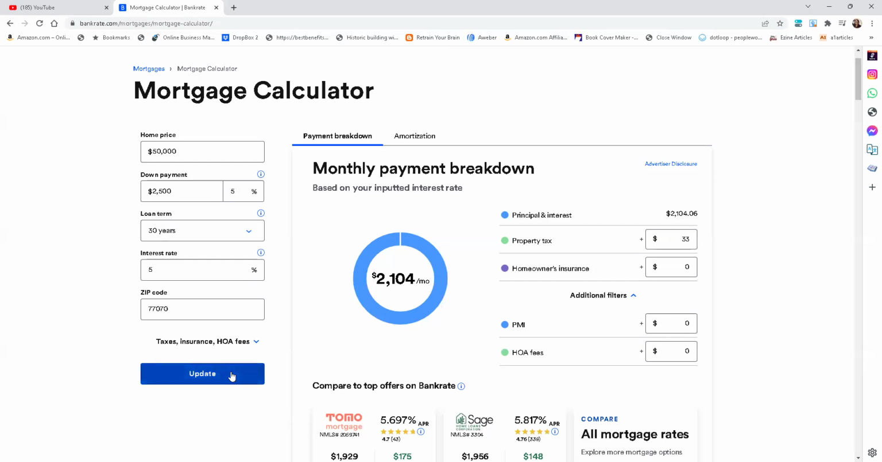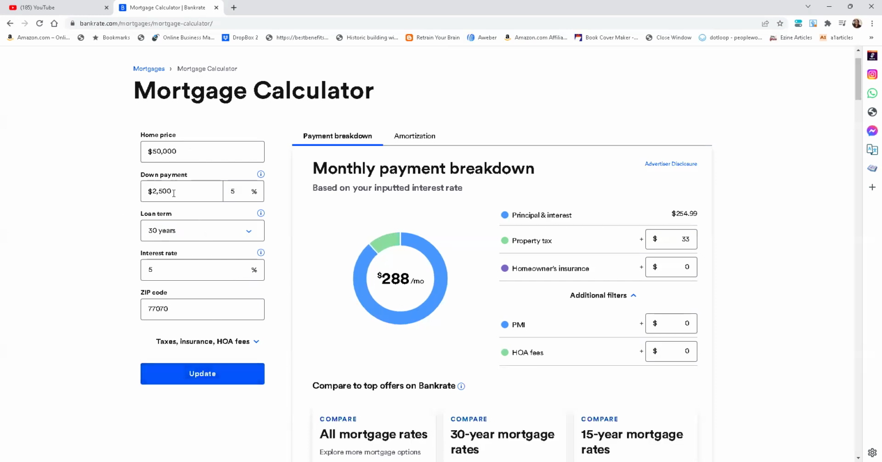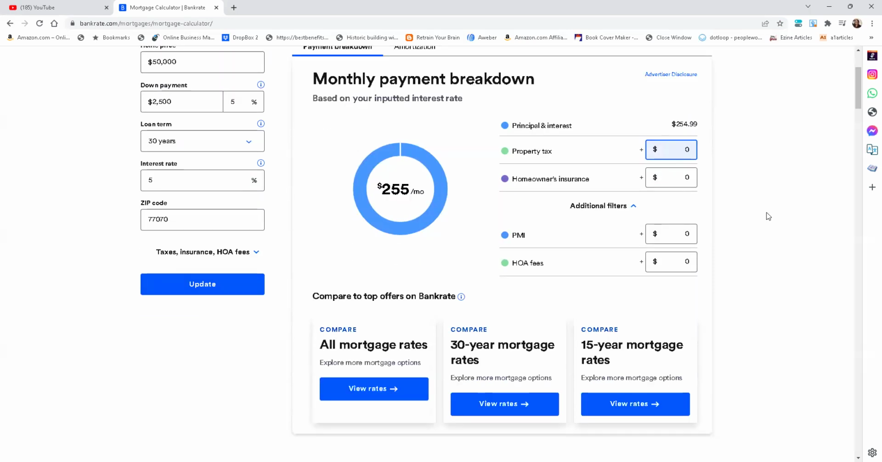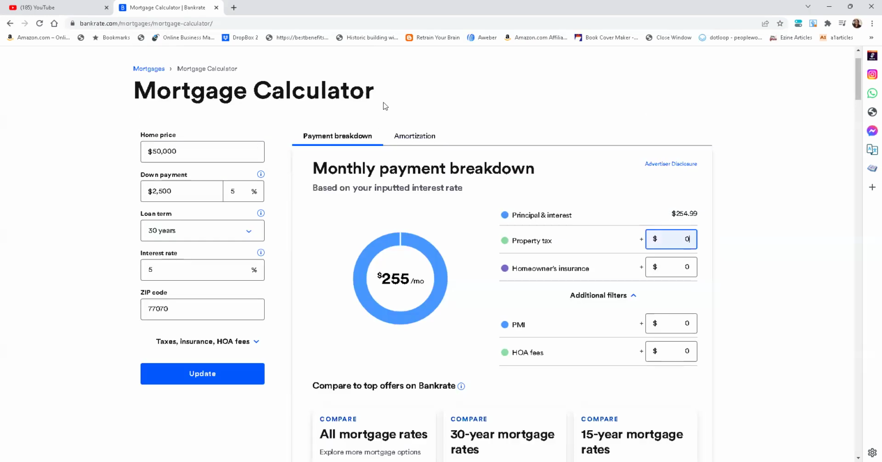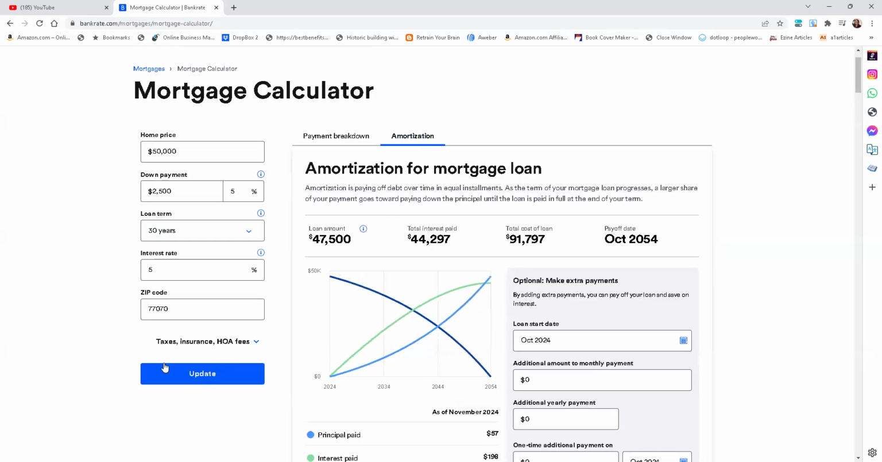So let me update that. At 50,000, 5% down, it's going to basically say that your principal and interest is $200. Let me get rid of that because we're doing zero. $200, they rounded up, and $55 a month, right? That's what the mortgage payment would be with principal and interest only. Now, if we look at the amortization schedule for something like that, it's saying that you're going to borrow $47,500, and the total interest, if you kept it at 30 years, would be $44,000.